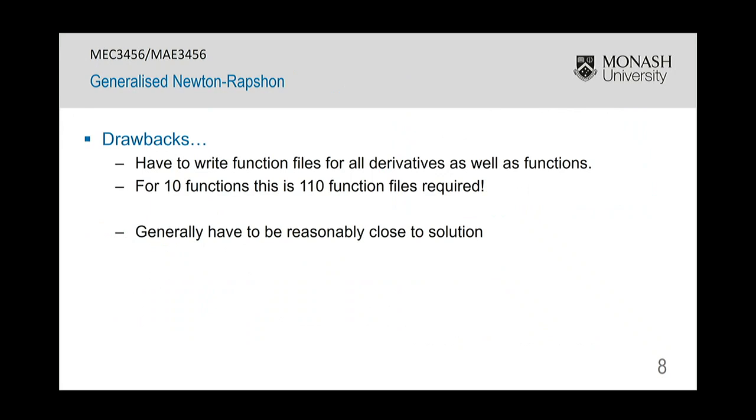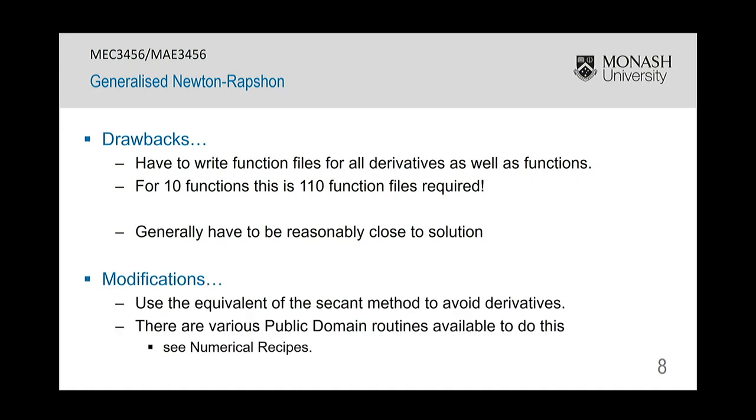The drawbacks of this in multi-dimensions: imagine we have 10 functions and 10 variables. We have to write function files for all of the derivatives as well as the functions. So if there's 10 dimensions, that's 10 derivatives for each function. That in total equals 110 function files. The other thing is, generally we have to be pretty close to the solution in order for this method to converge.